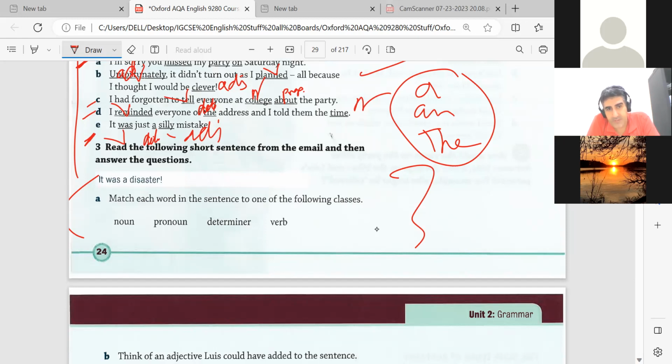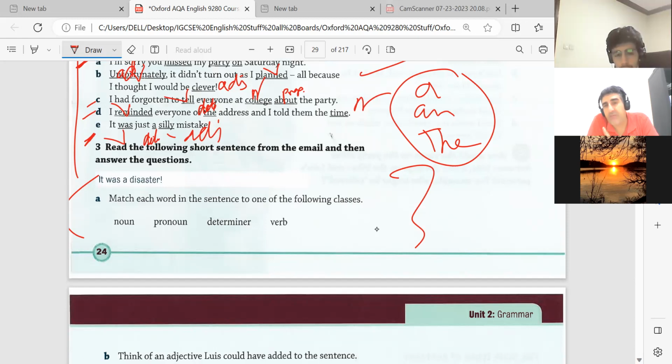7 word classes. Okay. Now which one is the determiner, guys? Which word is the determiner in this sentence? A. Just the article. The verb of course is known, was. Okay, guys? Is it clear? Okay, yes.